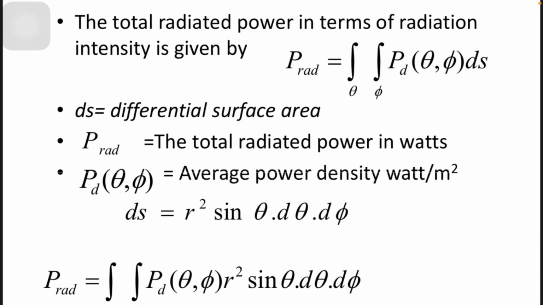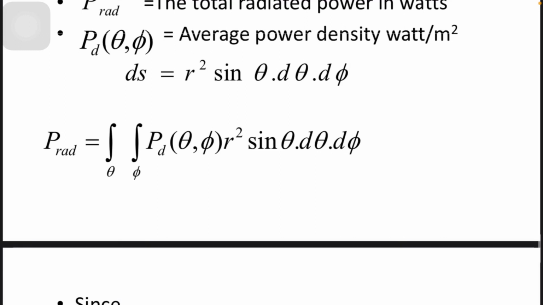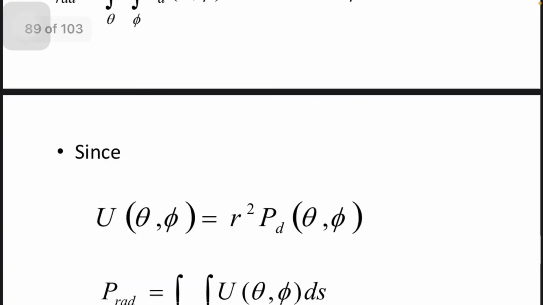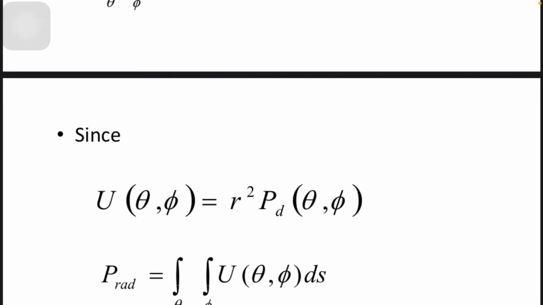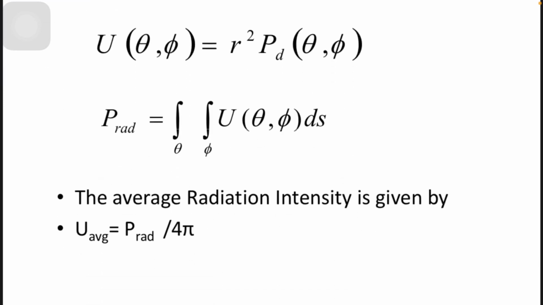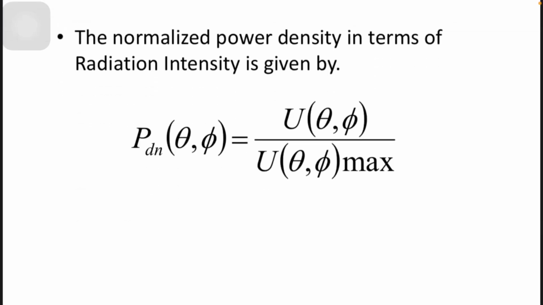dS equals r squared sin theta d theta d phi. P radial equals the double integral over theta and phi of Pd(theta, phi) r squared sin theta d theta d phi. U(theta, phi) equals r squared Pd(theta, phi), and P radial equals the double integral over theta and phi of U(theta, phi) dS. The average radiation intensity is given by U average equals P radial by 4 pi. The normalized power density in terms of radiation intensity is given by Pdn(theta, phi) equals U(theta, phi) by U(theta, phi) max.